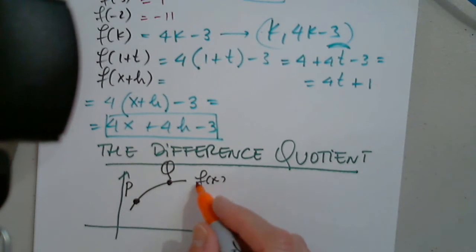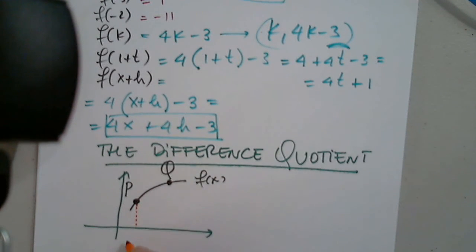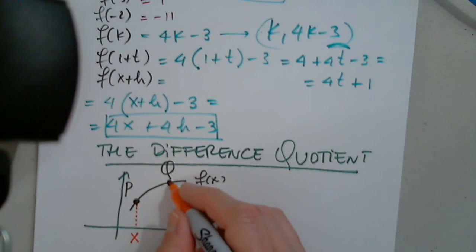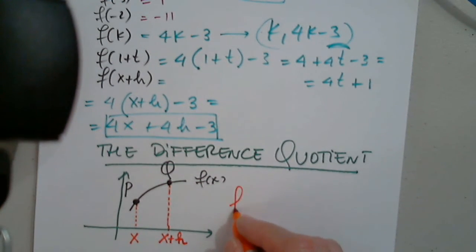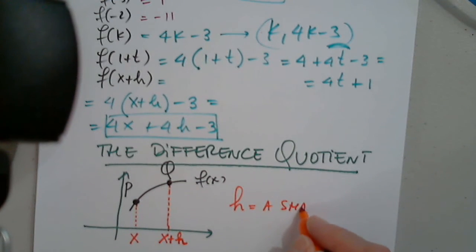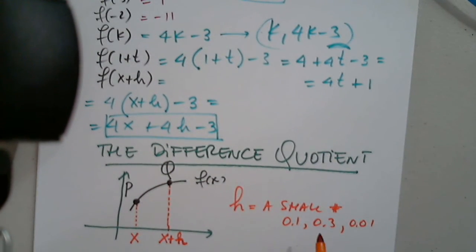These points are on the graph of the function. This has coordinate x. The x coordinate is x. And for this one, for Q, the x coordinate is x plus a little bit. So h is a small number. Maybe like 0.1, 0.3, 0.01, something like that, a small number, which immediately says that Q and P are close to one another.